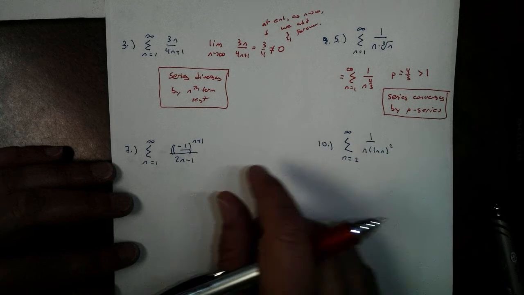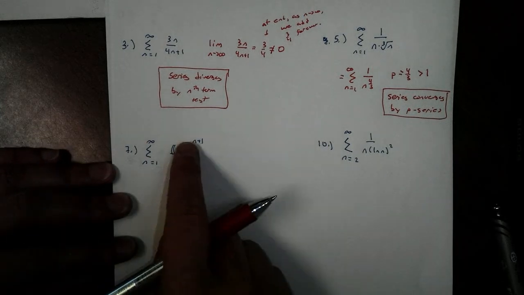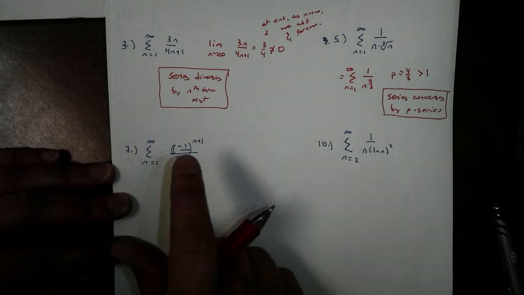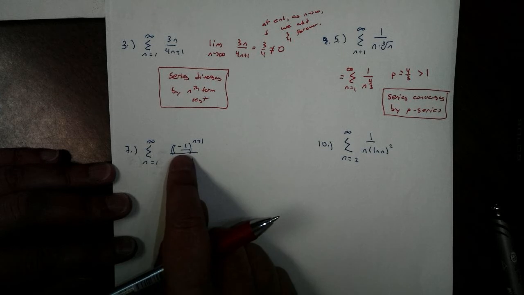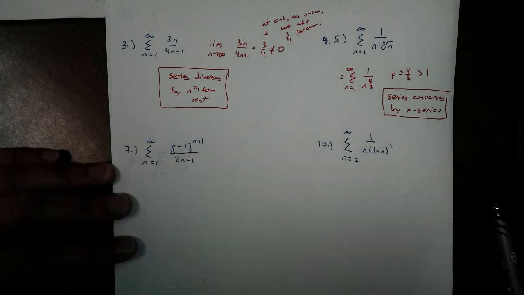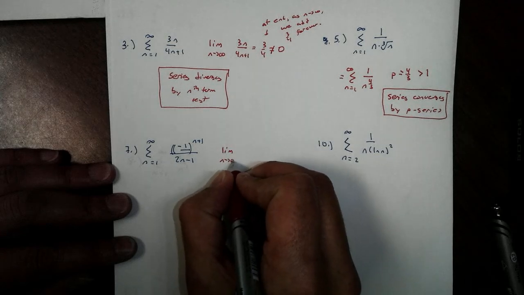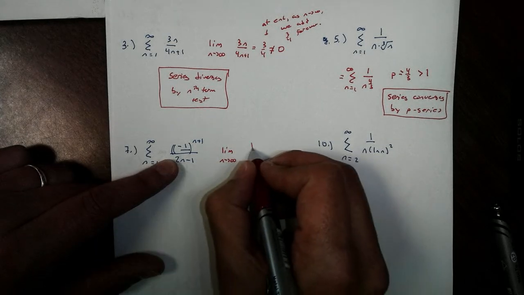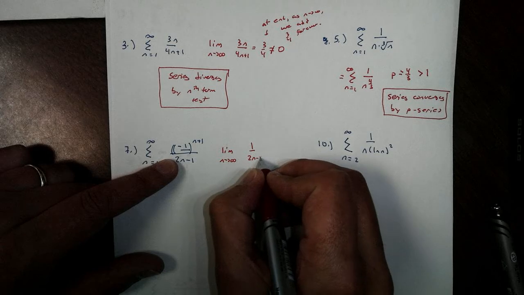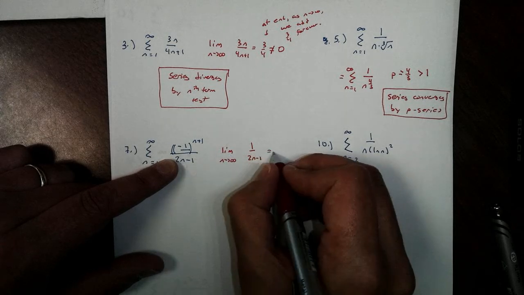For number 7, if we take a look here, this is not so bad. You should recognize this, I think, alternating series. There's not too much work to do, but you should check it. Now you can do this check in your head. We just want to make sure that this term is heading to 0.